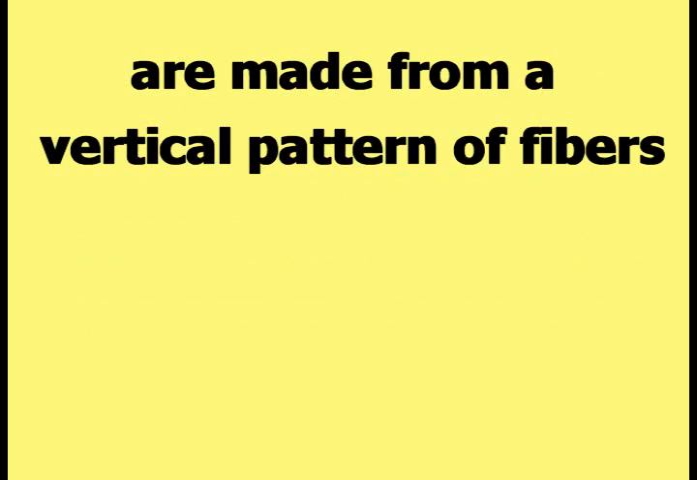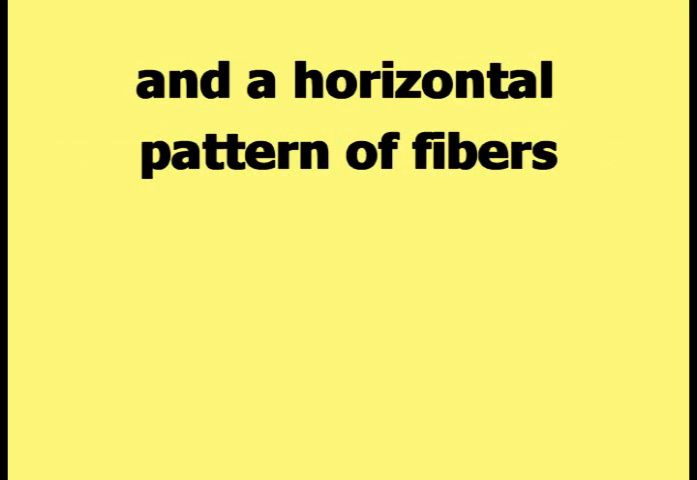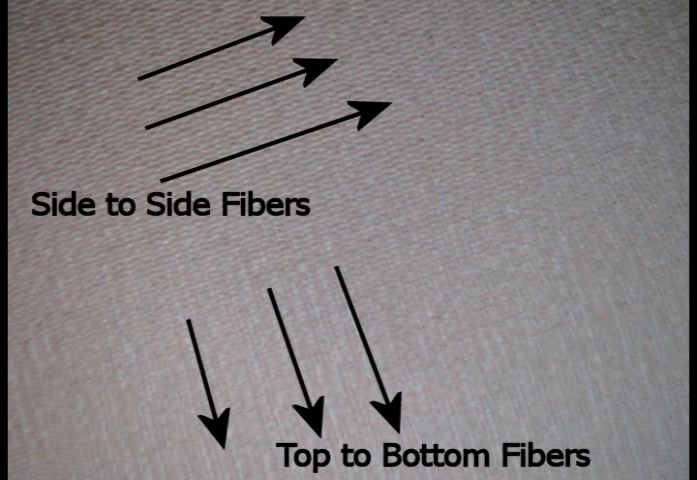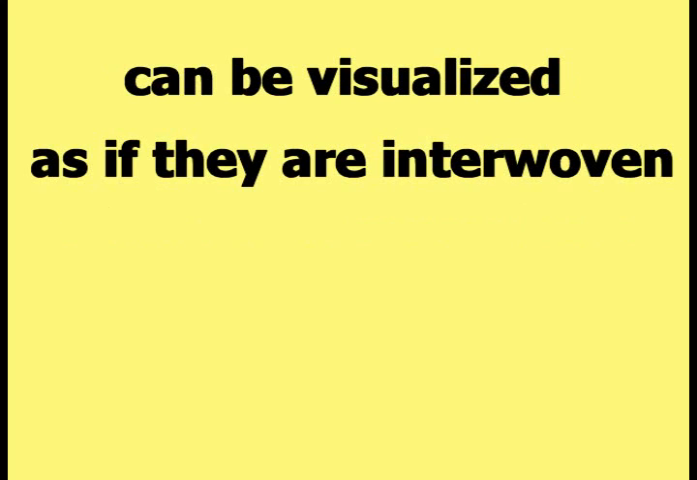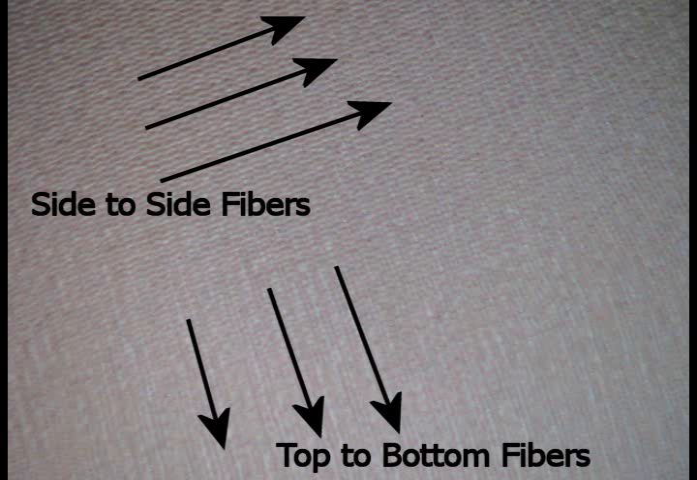Nylon pantyhose are made from a vertical pattern of fibers and a horizontal pattern of fibers that are woven together. This is a close-up picture of a pair of nylon pantyhose. The arrows in this picture highlight some of the interwoven vertical and horizontally running fibers. The more complex fiber patterns within the human body can be visualized as if they are interwoven exactly like the simplistic vertical and horizontally running fiber patterns are interwoven in a pair of nylons.